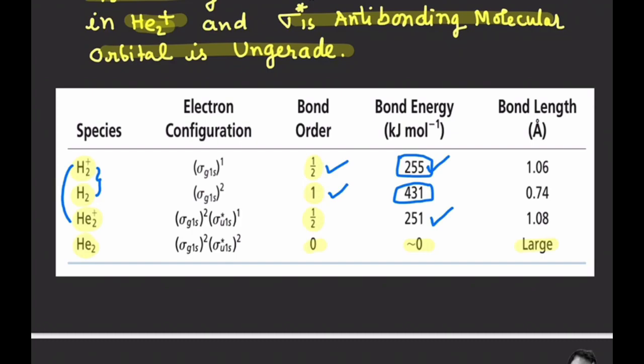Since the bond order of hydrogen molecule is highest, its bond length will be minimum. Between He2 plus and H2 plus, we are removing one electron from anti-bonding. So the bond length of helium 2 plus ion is greater than the bond length of H2 plus ion. So this is the order of bond length.